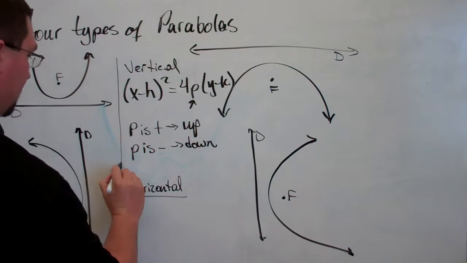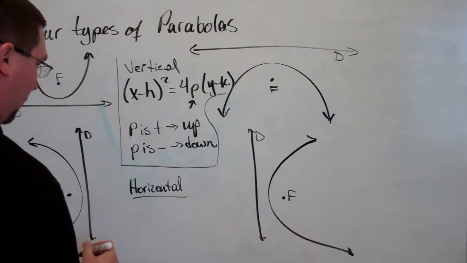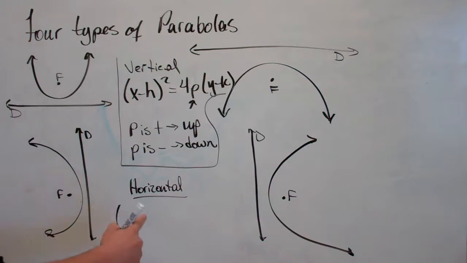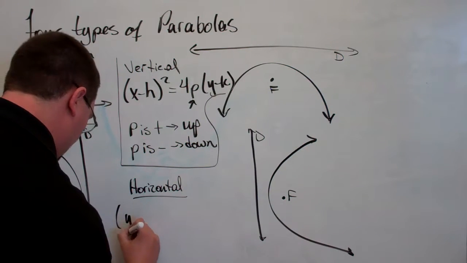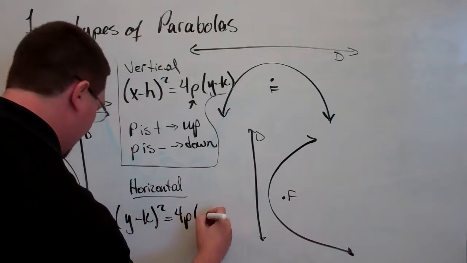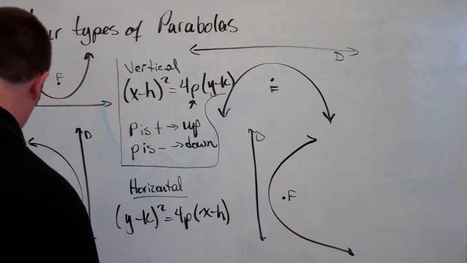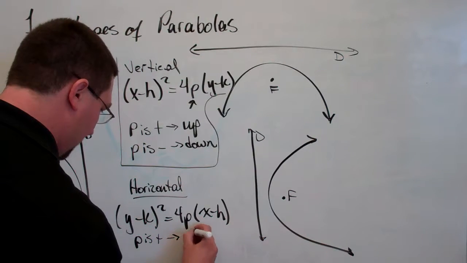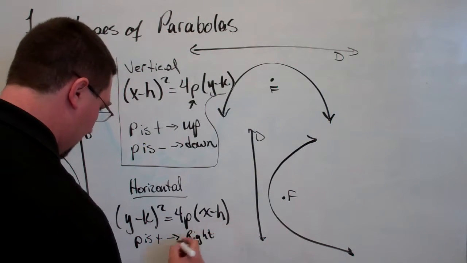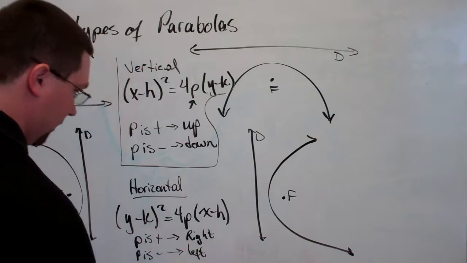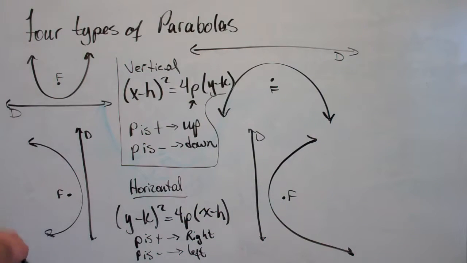So for vertical, this is your information. For horizontal, see how x comes first here? Y is going to come first here: (y minus k) squared equals 4p times (x minus h). And then if p is positive, that means it goes to the right. If p is negative, that means it goes to the left. So if it's positive, it opens right. If it's negative, it opens left.